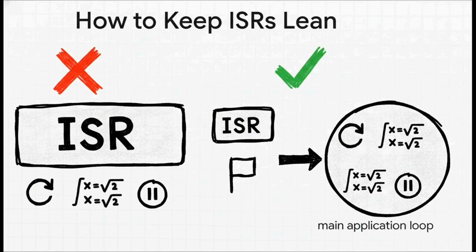Here's the playbook. First, never ever put heavy math or long loops inside an ISR. And it should go without saying, but absolutely no delays. The best practice is to just set a flag or drop a message in a queue and let your main loop handle the heavy lifting later on. Or, even better, have the interrupt just kick off a DMA transfer and let the hardware take care of everything.